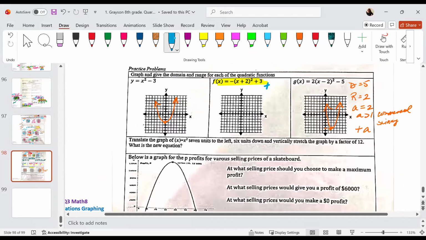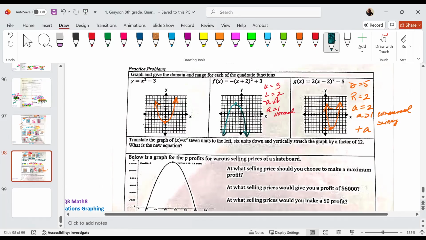Okay. Positive 3. That means up 3, correct? And then left 2, right? It's a negative, so it's going to be upside down, right? But a is equal to 1, so it's normal, right? So up 3, 1, 2, 3. To the left, 1, 2. But it's upside down, so it just looks like this. Does that make sense?